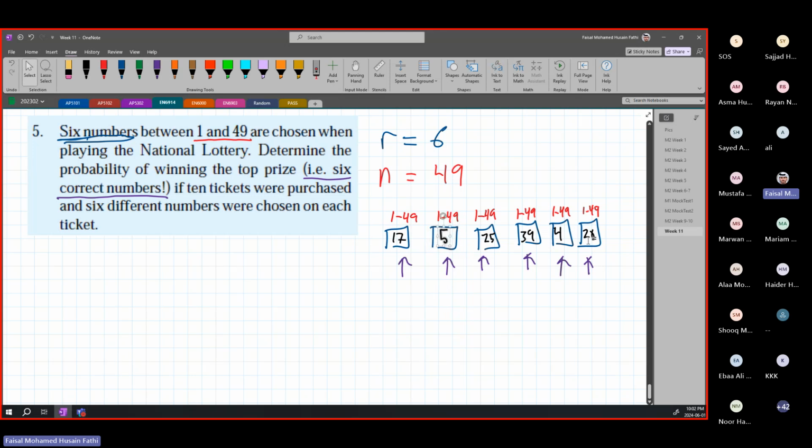So if you have 5 anywhere here, that is a correct number. If you have 25 anywhere here, that is a correct number. Okay? So the choice of the correct numbers is going to be 49C6, because order is not important.